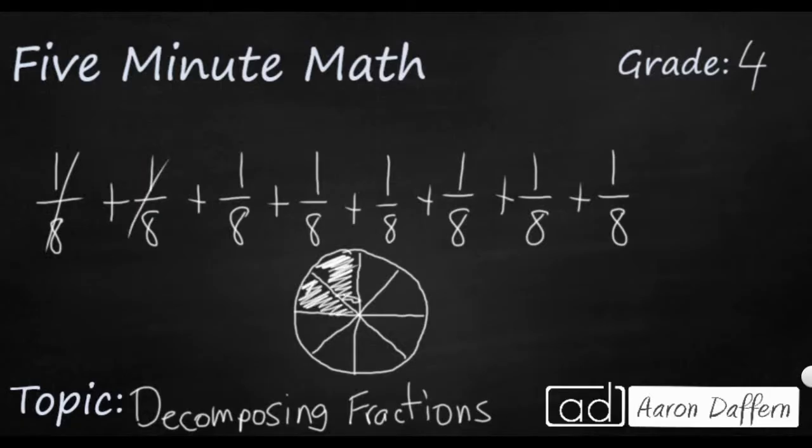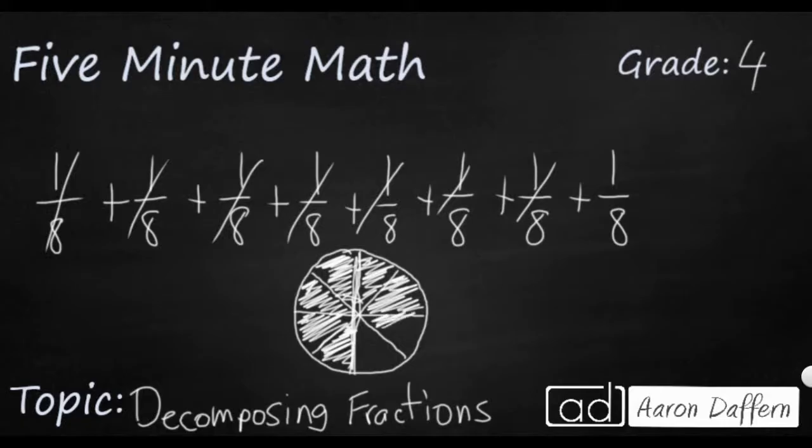I'll show you a shortcut after that. Let's do it the long way first. So I've got 3/8 so far. 4/8. Now I've got half of it filled in right here. This 4/8 right here is the same as half of it. And then I've got 5/8, 6/8. You know what it looks like? I'm going to be shading in the entire thing. That's interesting. Yeah, it looks like I've got every single one of these little slivers all shaded in.